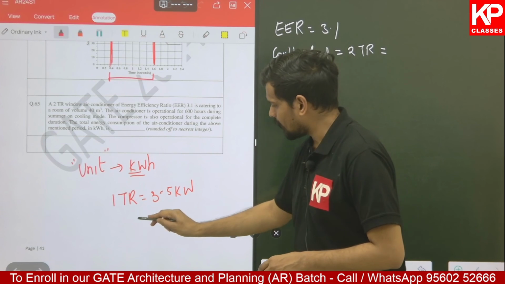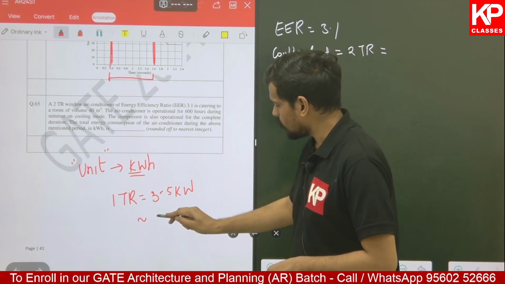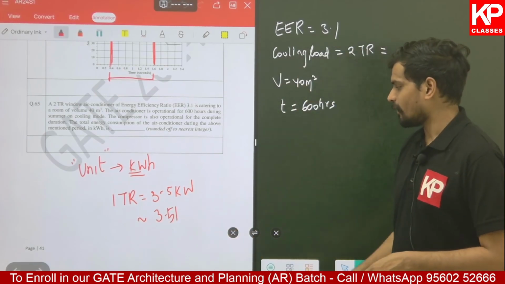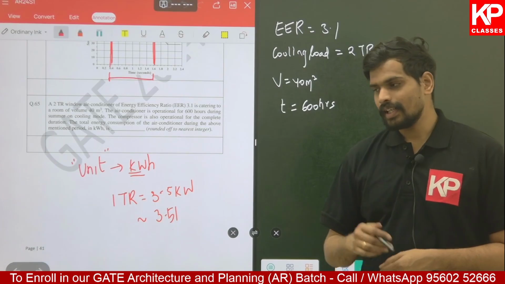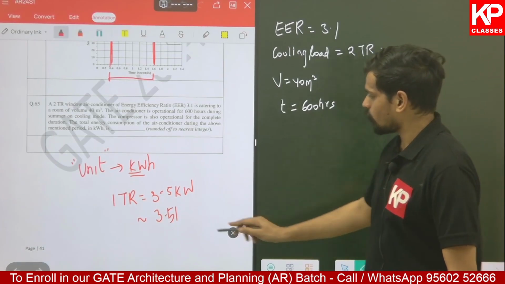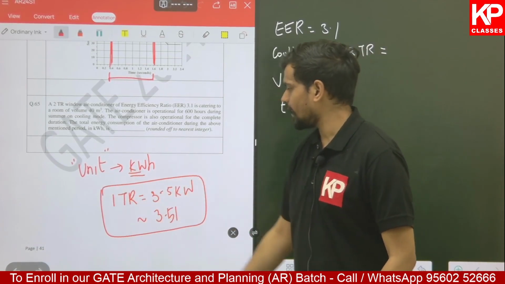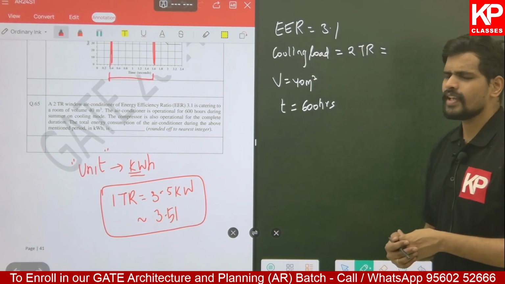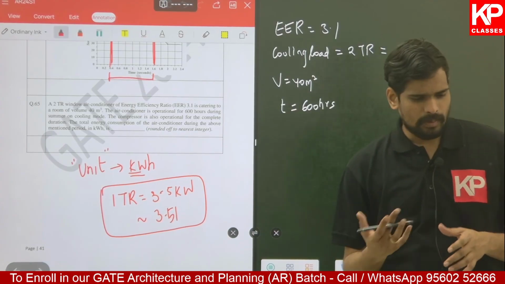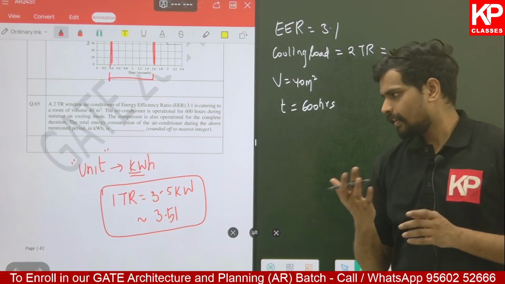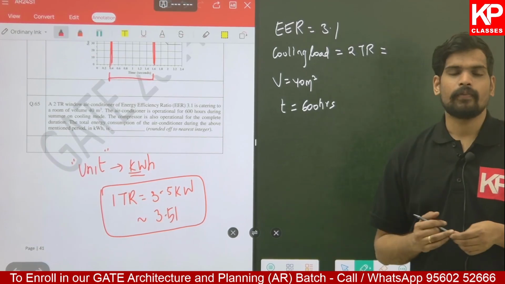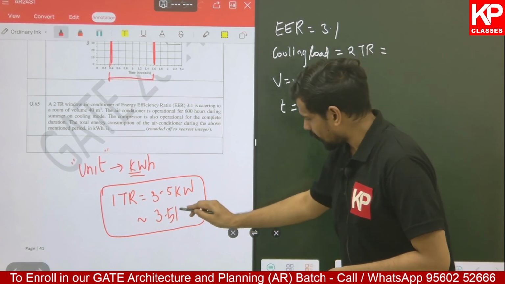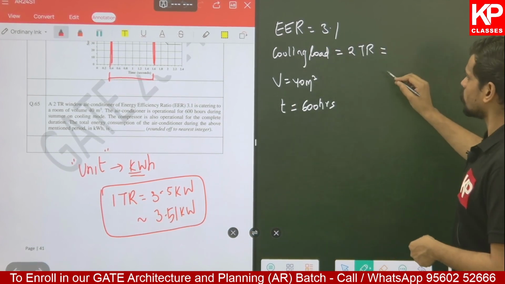So approximately, or to be exact, the value is 3.516, or you can say 3.5 kilowatts approximately. That's the conversion you have to remember, which I'm sure all those who have studied HVAC or air conditioning systems know: 1 ton of refrigeration is 3.5 kilowatts or 3500 watts approximately. The exact value is 3.5168 in kilowatts, right?